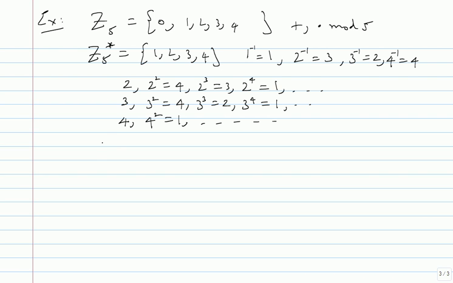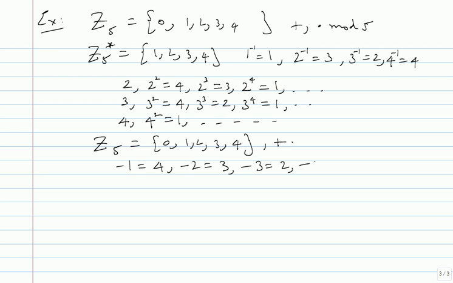Let's go back to Z5 now and look at it as a group with respect to plus. As a group with respect to plus, I'm going to look at just this plus, and I want you to do these things once again. What's the inverse? What's minus 1? 4. What's minus 2? 3. What's minus 3? 2. What's minus 4? 1.